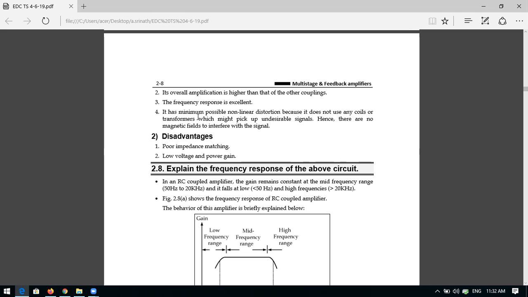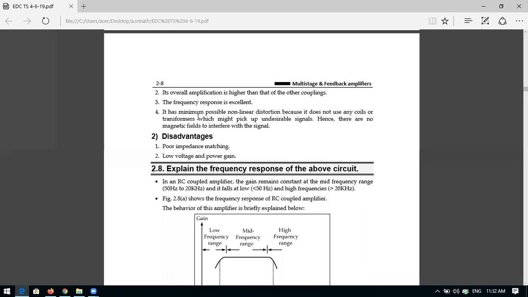In comparing that configuration, transformer coupled or frequency response wise also it is good. So overall amplification is good as well as frequency response also excellent compared to other configurations. And the other advantage is minimum possible non-linear distortion also present in the circuit. If you see in the transformer coupled amplifier, it has more distortion, whereas in the RC coupled amplifier, this type of stages, the distortion is very less.